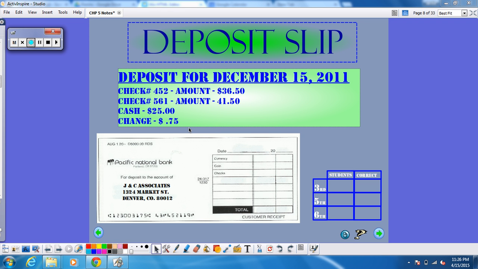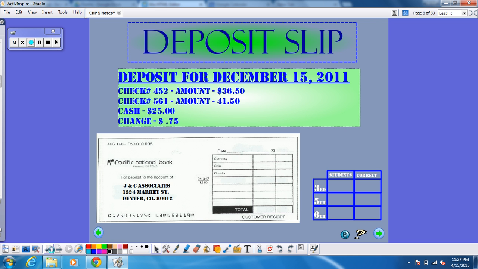Alright, this is chapter 5, page 2. Let's take a look at what we're doing. You should have done this deposit slip as an entrance slip when we walked in, and we talked about how deposit slips work. So you should have more of an understanding now. Maybe you're not an expert, but you should have an idea of how a deposit slip works.